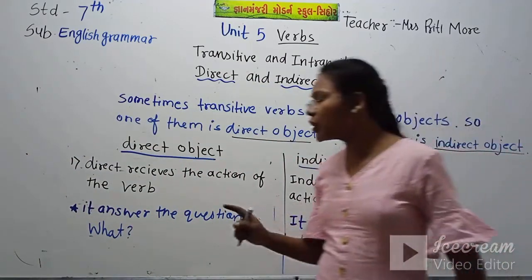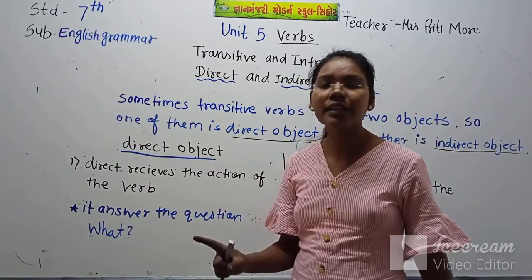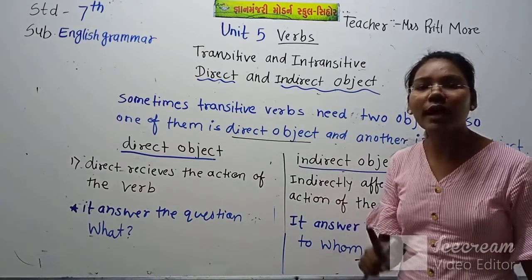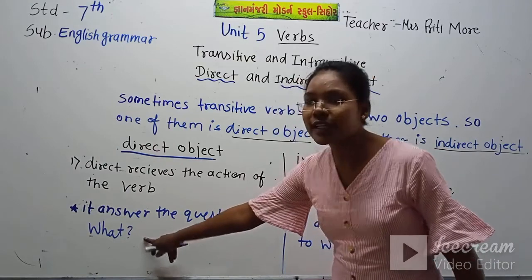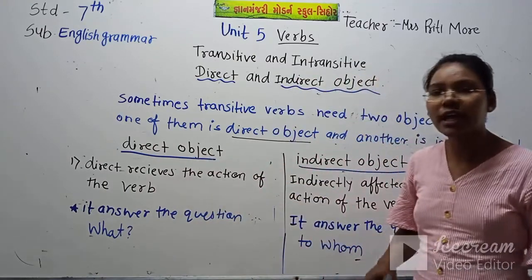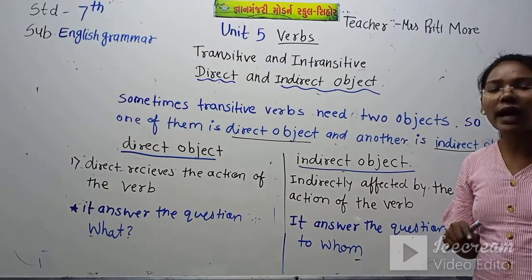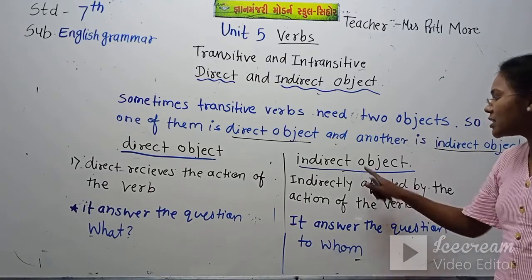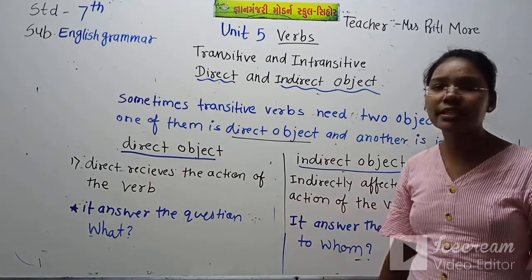Here you just have to keep in mind that you have to ask a question to identify the direct object and the indirect object. Ask the question to the subject with what, and you will get the answer in the direct object. For getting the indirect object, ask the question to the subject with whom, and you will get the answer in the indirect object. So note this down in your notebook.